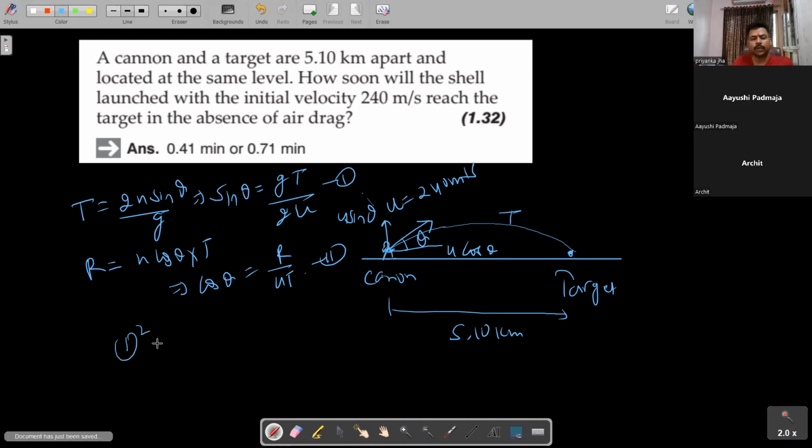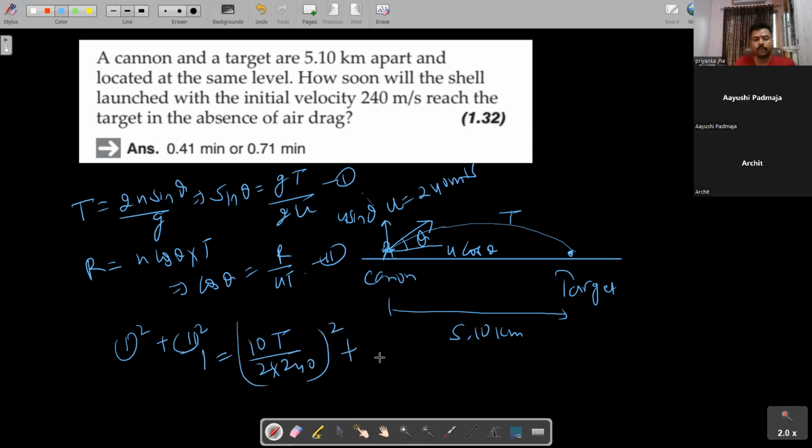Just you have to eliminate theta. So square both the equations and add. So sin square theta plus cos square theta, that is 1, equal to g, that is 10 t upon 2 into u, which is 240, whole square, plus r is 5.1 kilometer. And u is in meter per second, so you have to make this into meter, 1000 multiplied by this.